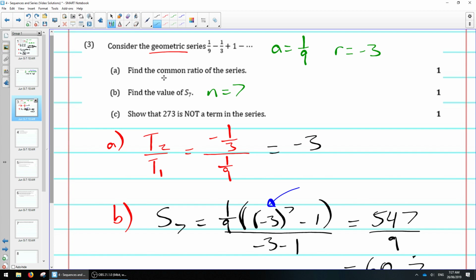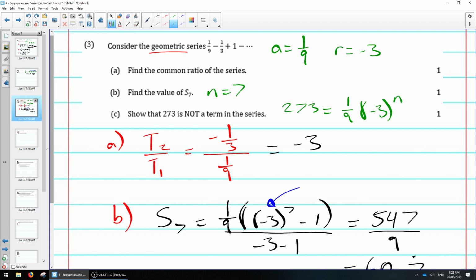Now this question is actually a bit trickier than it might seem initially, because what we're going to do here is use that log thing. We're going to set up the equation 273 equals 1 over 9 times negative 3 to the power of n. Okay, that's using the Tn formula. We're trying to see if 273 is in that series. And if we start doing the logarithm stuff, we'll eventually get a log base negative 3, which will be ln negative 3, which actually can't work.